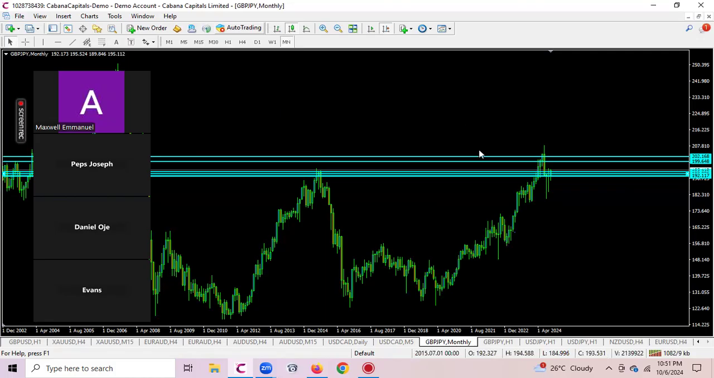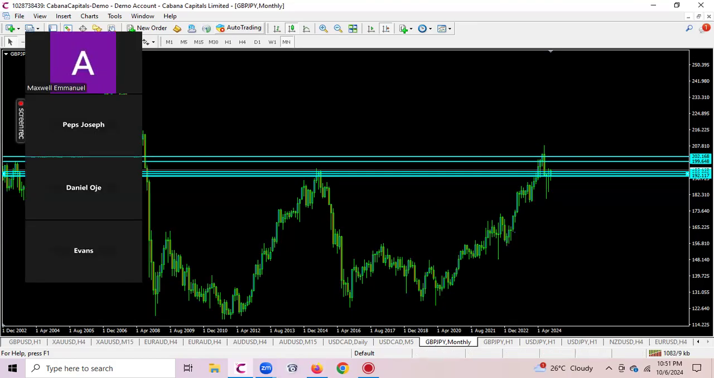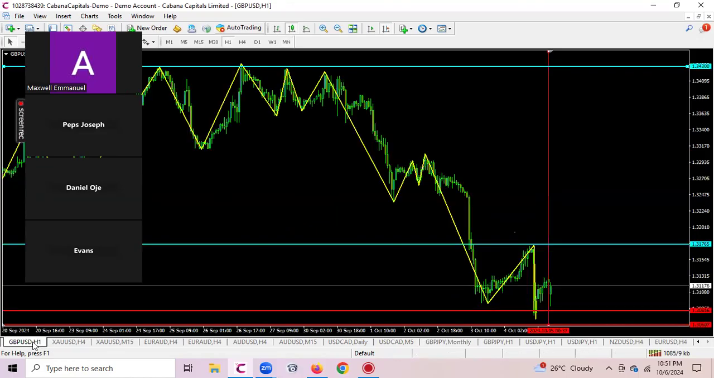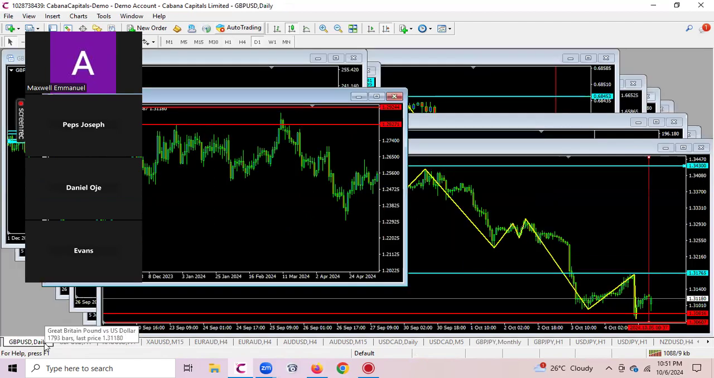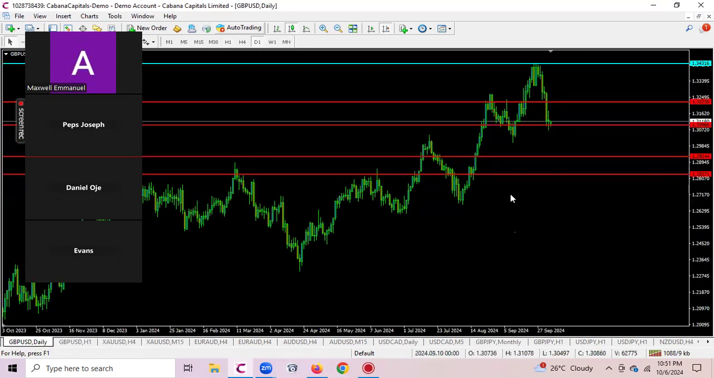So let's move to the next pair. Maybe GU will be the last pair we'll be looking at in today's session. So let's go GU. Let's start with the weekly. I think I've done my analysis on GU. I'm expecting a buy on GU. Let me move this.